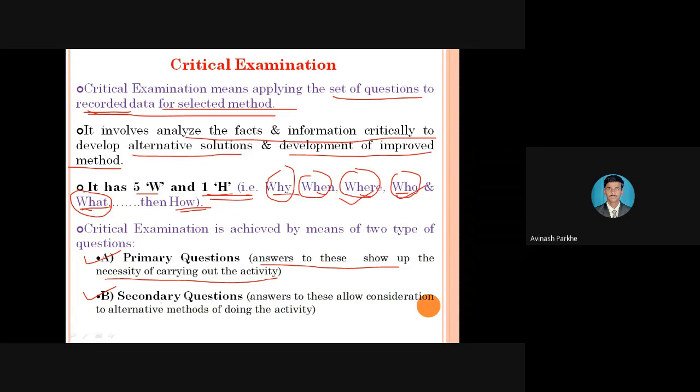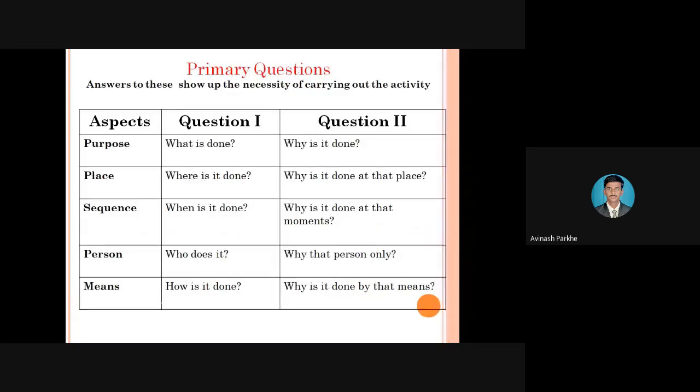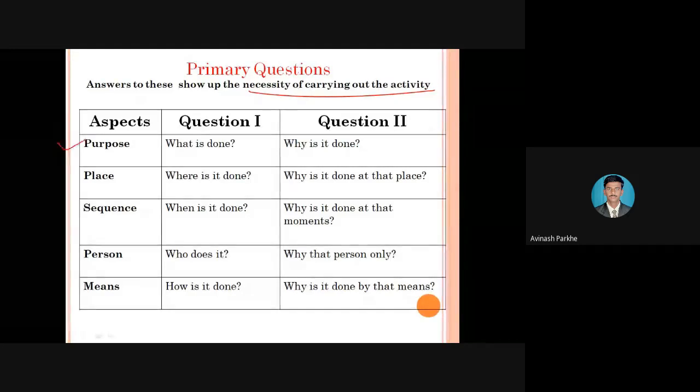In addition to that, there are two types of questions. One is the primary question and another is the secondary question. Now in detail, we'll discuss the primary questions. Just now we have discussed that the primary questions' answers show up the necessity of carrying out the activity. And how the questions will be asked in the primary questions, you can see here. So what is the first aspect? Purpose. What is to be done and why it is to be done.